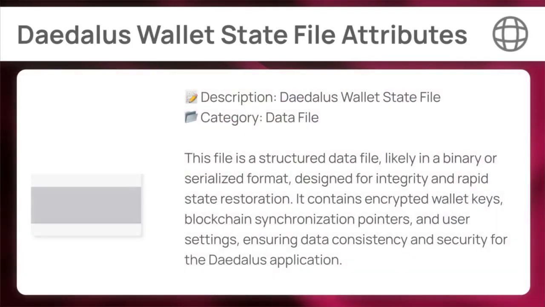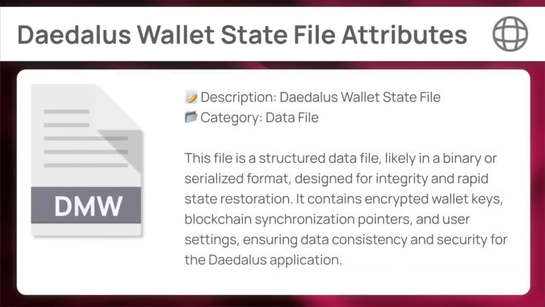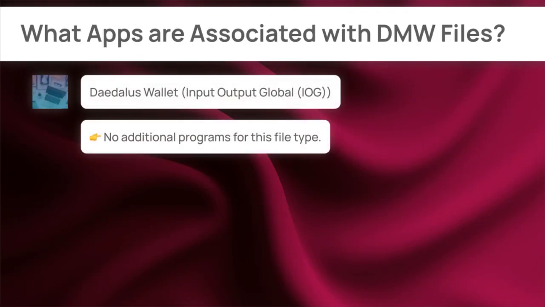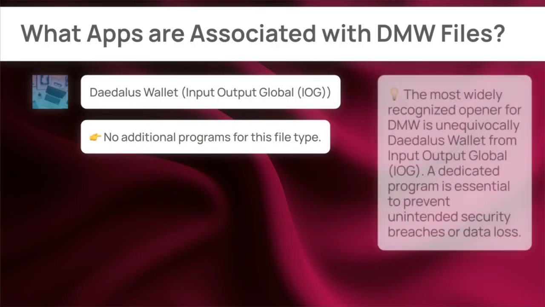This file is a structured data file, likely in a binary or serialized format, designed for integrity and rapid state restoration. It contains encrypted wallet keys, blockchain synchronization pointers, and user settings, ensuring data consistency and security for the Daedalus application. Most installations default to associating Daedalus wallet from Input-Output Global (IOG) with DMW. A dedicated program is essential to prevent unintended security breaches or data loss. Windows shows only a simplified view, so deeper interpretation must be done with suitable software.